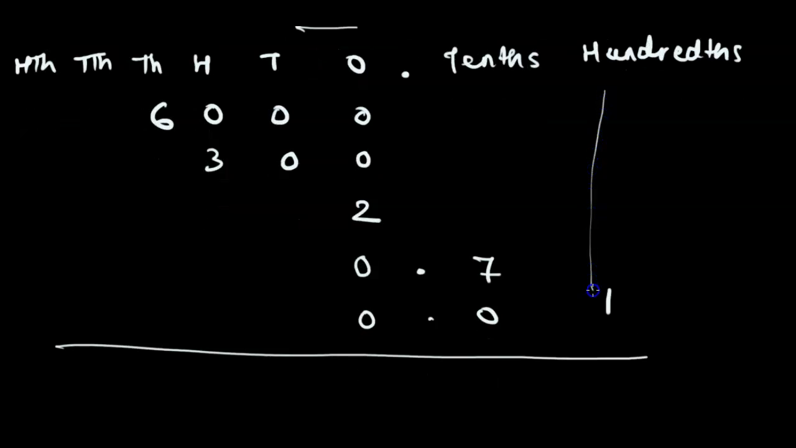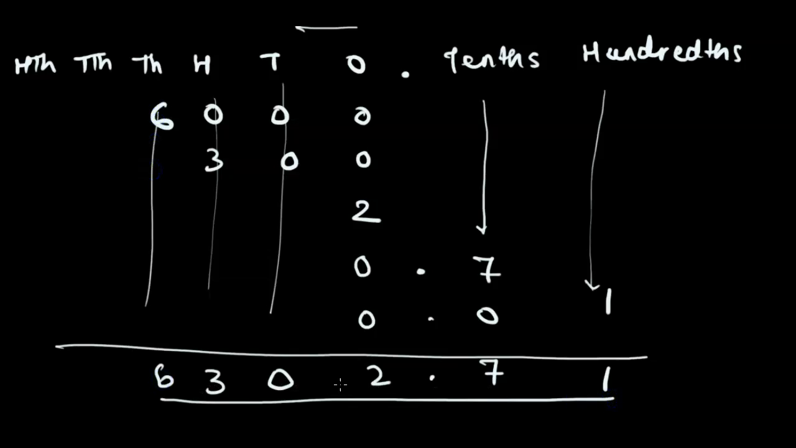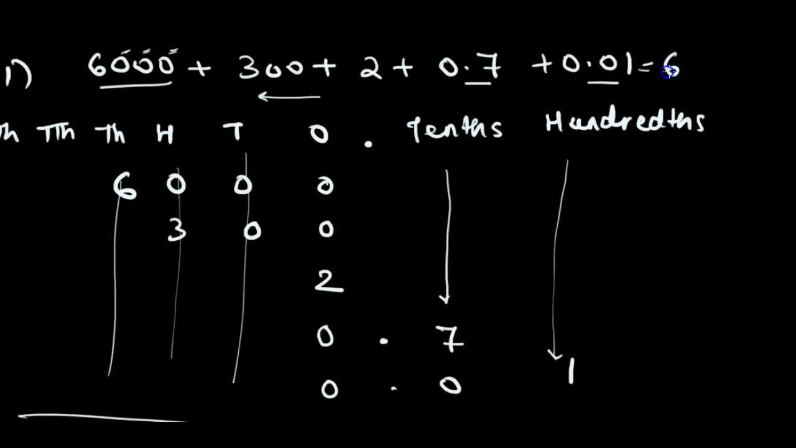On the hundredths place, we just have 1, so we put 1 down there. Tenths place, we have 7. Decimal goes here. Ones place, we have 2. Tens place, we don't have anything. We put a 0. Hundreds place, we have 3. Thousands place, we have 6. And that's it. We got 6302.71. Therefore, the answer is 6302.71, which is 6,302 and 71 hundredths. And this is how we write down expanded form in number form.